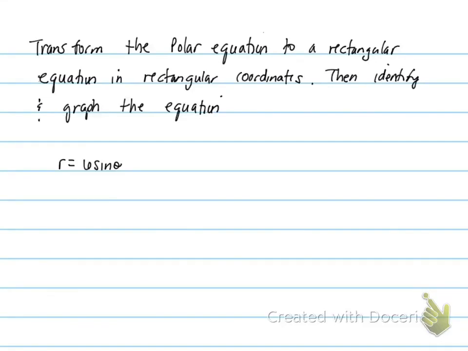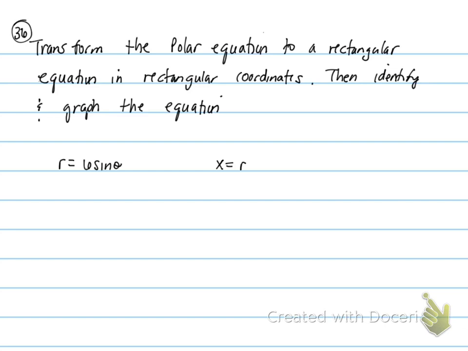Okay, so we are looking at question 36 from the Trigonometry Final Exam Review. We're being asked to transform the polar equation to a rectangular equation in rectangular coordinates and then to identify and graph the equation. Okay, so the first thing we want to do is write the equations that we know.